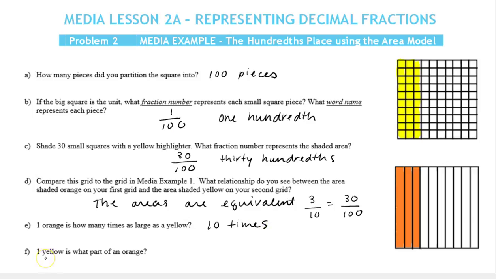Now here, we're going to think of it in the other direction. One yellow is what part of an orange? Well, since it takes 10 yellows to make up one orange, one yellow is 1 out of 10 of an orange, or 1/10 of an orange. Okay. So this makes sense since one orange is 10 times as large as a yellow. If we multiply the yellows by 10, 30 yellows out of 100 yellows will equal 3 oranges out of 10 oranges.